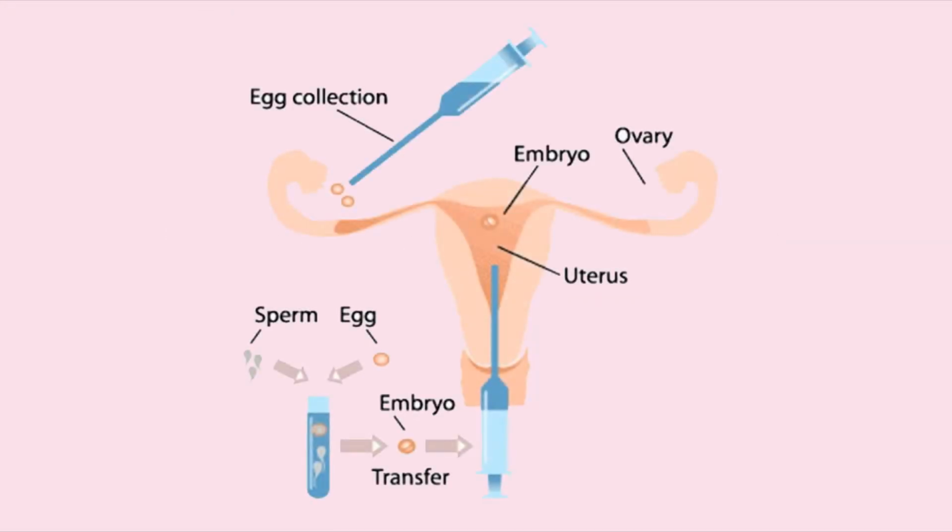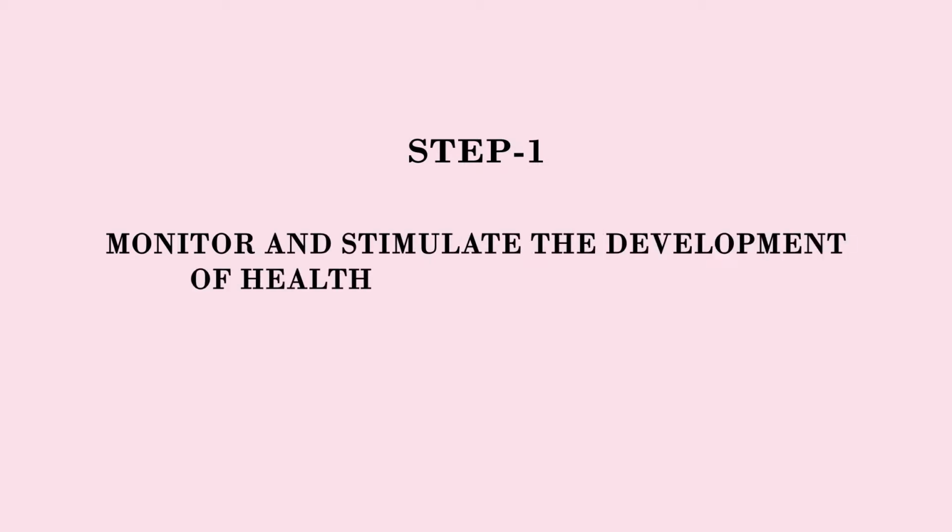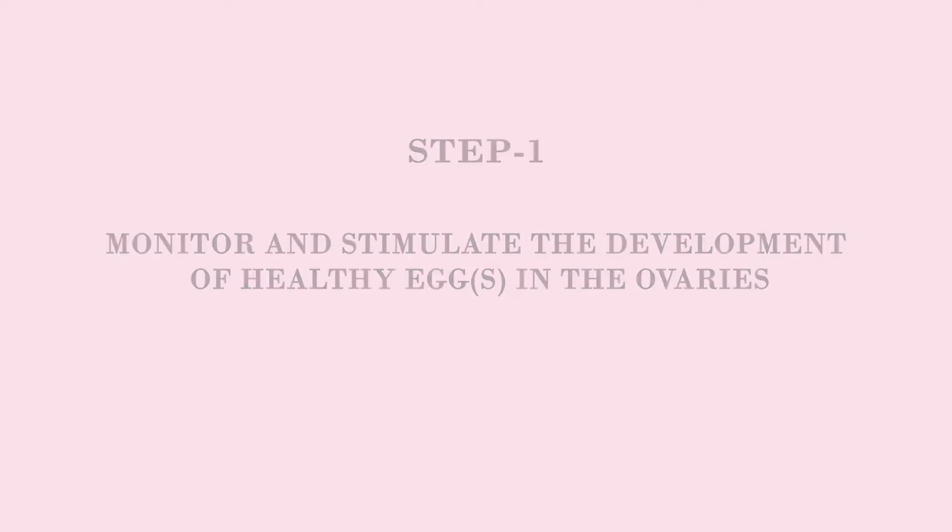What is done in an IVF treatment? There are basically 5 steps in the IVF treatment process, which includes embryo transfer. Step 1. Monitor and stimulate the development of healthy eggs in the ovaries.